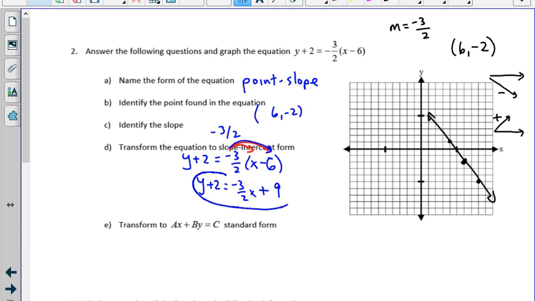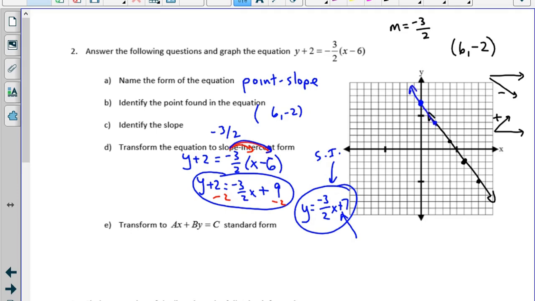So this is step 1. Now, all I need to do is subtract 2 from both sides, and I will end up with the slope-intercept form. So I have y equals negative 3 halves x plus 7. This is the slope-intercept form of the equation of the line. Notice that if I continue this graph, it should probably intersect at 0, 7, which is the y-intercept here. If I continue to go up 3 to the left 2, I will end up running into that point.